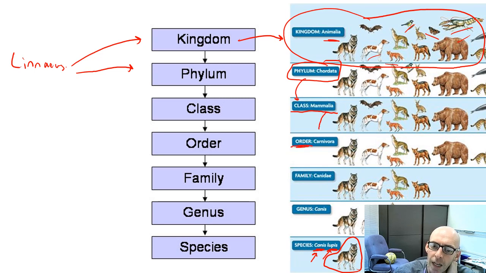Of the mammals, it then came down to carnivores. So mammals that just eat meat. And these were the Canidae, canines, and then the genus. So a wolf is a Canis lupus.